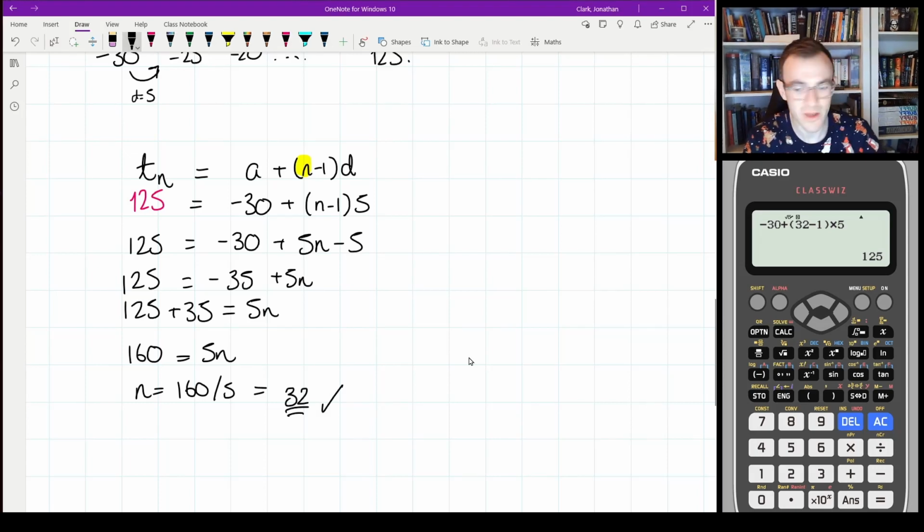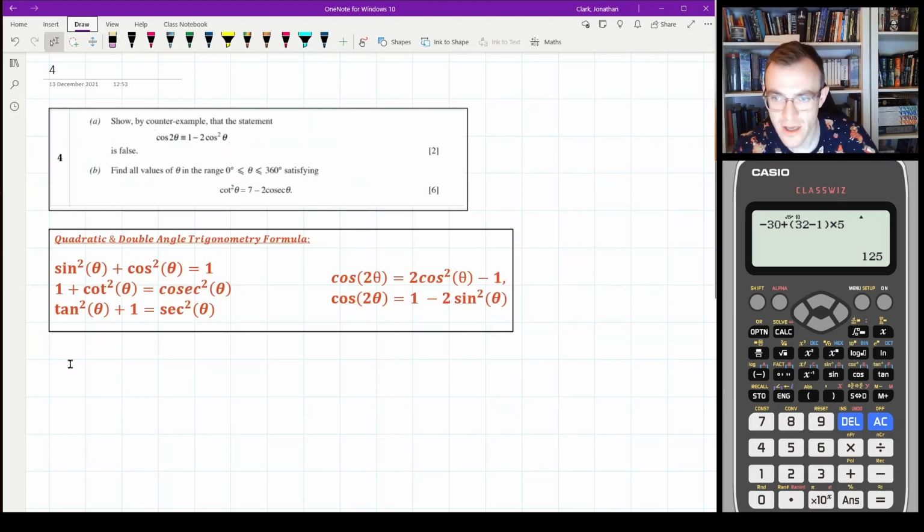Cool. Question 3 sorted. Okay, yeah, so here's question 4. It's a trig problem. We seem to have some quadratic trig for part B. There's a counter example in part A, and we just have to show that that statement is false.